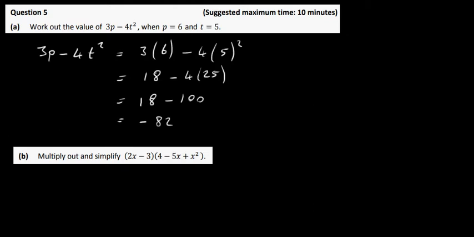So let's have a look at part 2 or part B here. We've got to multiply out and simplify this thing here. So let's just write it out again. We have 2x minus 3. We've got to multiply that by 4 minus 5x plus x squared. Now you can multiply this out by just taking the first term here, the 2x, and multiply that by this bracket, 4 minus 5x plus x squared. We've also got to multiply out this bracket by minus 3, so put the minus 3 here, and then we've got 4 minus 5x plus x squared. So we're just going to multiply these out.